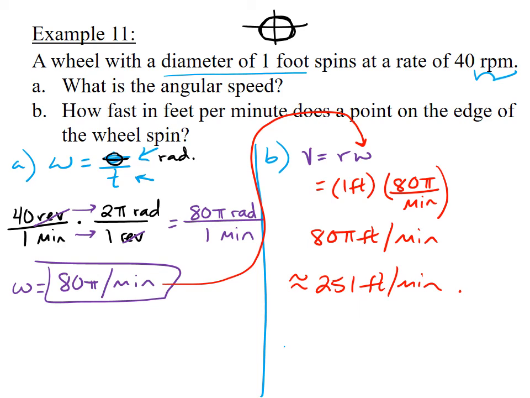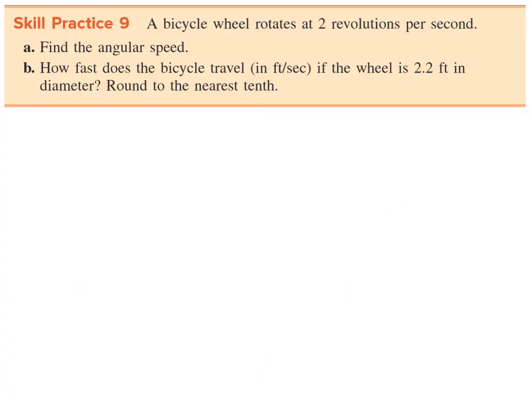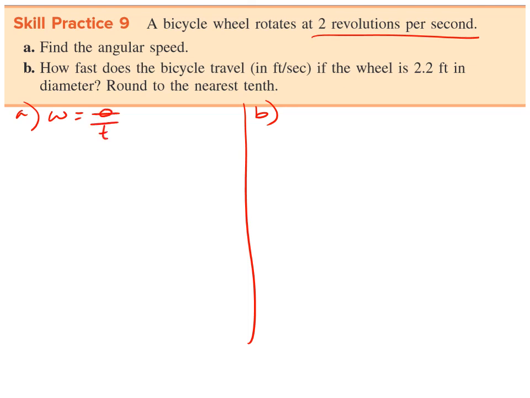Here's another example. It says a bicycle wheel rotates 2 revolutions per second. Again, there are 2 parts. We want to find the angular speed and then the linear speed. So if I want to find the angular speed, we want our final answer to take this form. So we are told that there are 2 revolutions per 1 second.